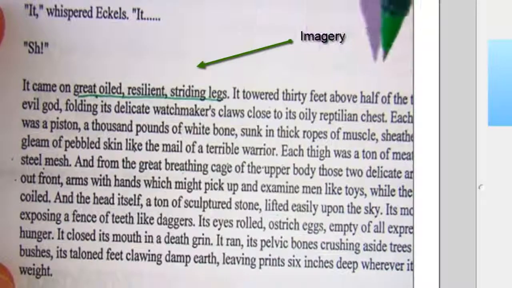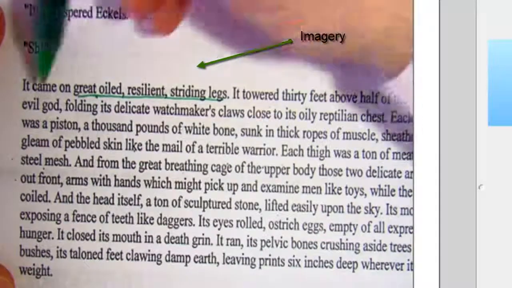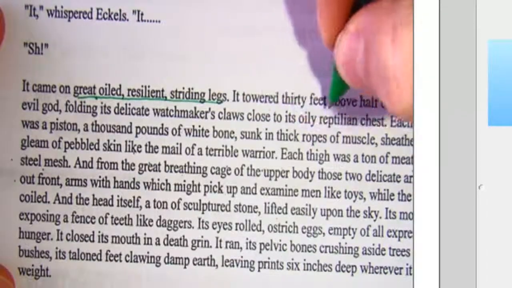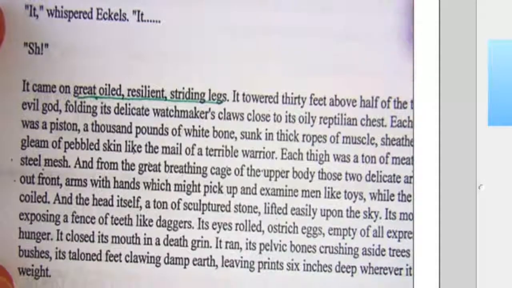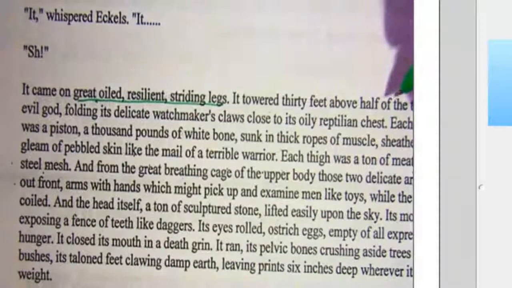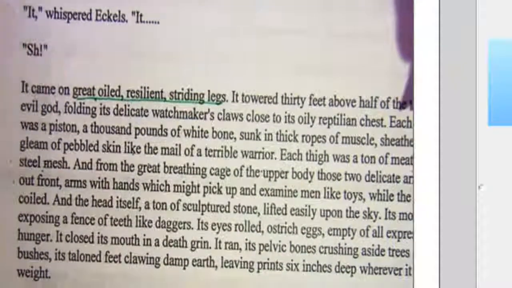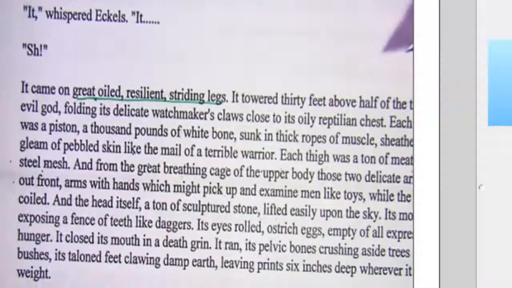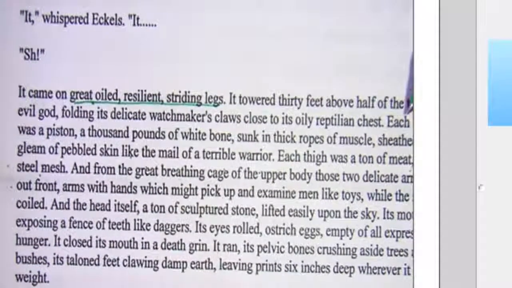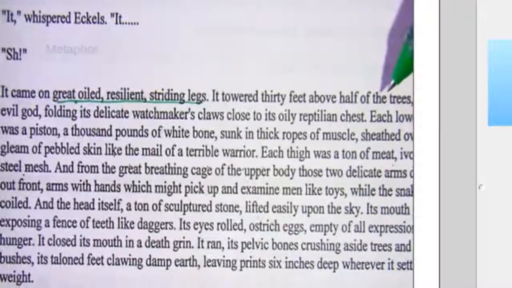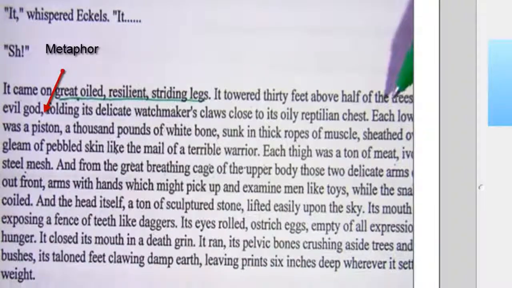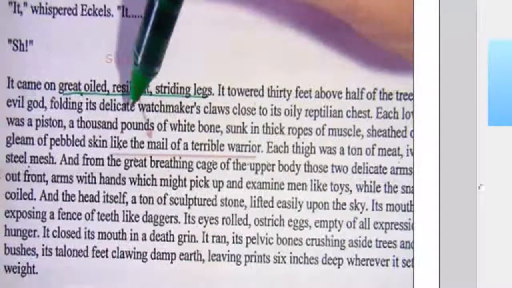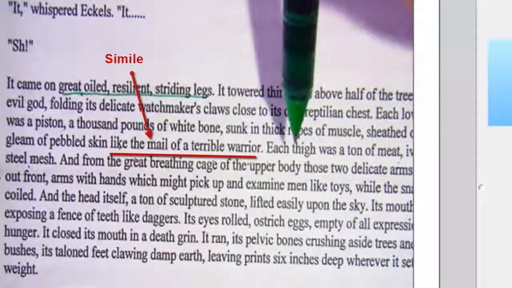It towered 30 feet above the half of the trees, a great evil god, folding its delicate watchmaker's claws close to its oily reptilian chest. If that alone were all the description, that's amazing. That's great imagery because it really paints that picture for us. But Bradbury keeps on going. Each lower leg was a piston, 1,000 pounds of white bone sunk in thick ropes of muscle, sheathed over in a gleam of pebbled skin like the mail of a terrible warrior.